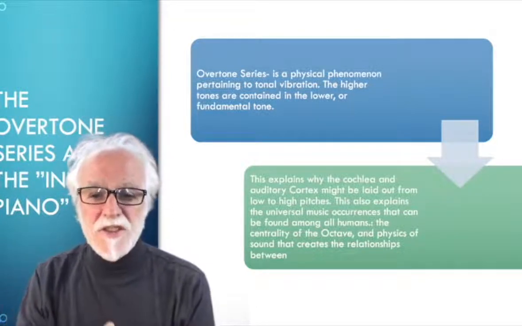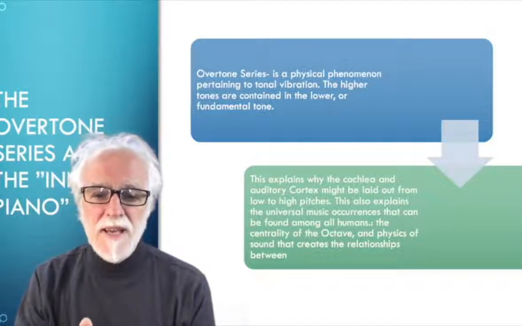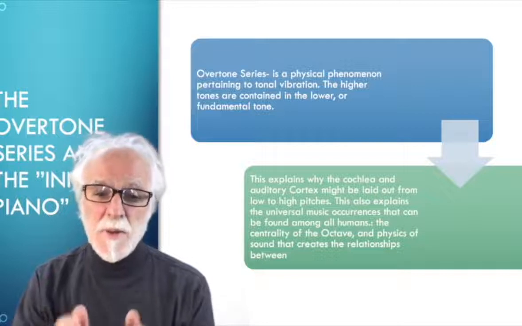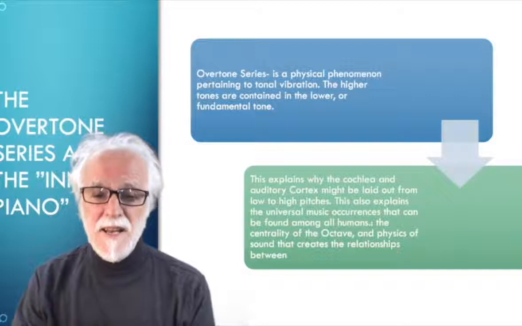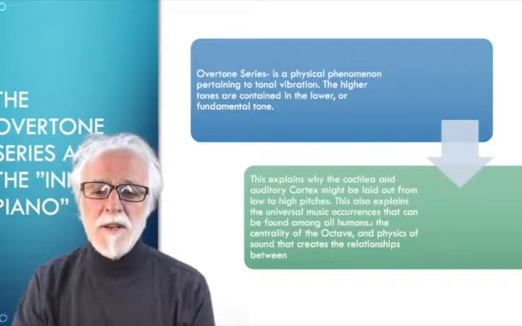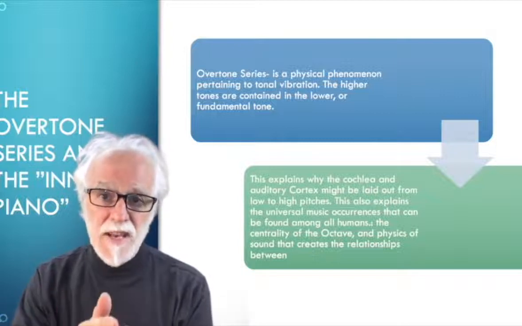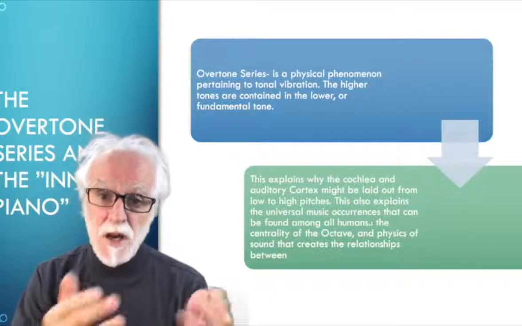So this also explains the universal music occurrences that can be found among all humans. It's called the centrality of the octave and the physics of sound that creates the relationship between what we call consonance and dissonance. Now, we're going to talk about that a little bit further on. But basically, there's a physics in sound that is then, as an analog, repeated in the physics of the brain.